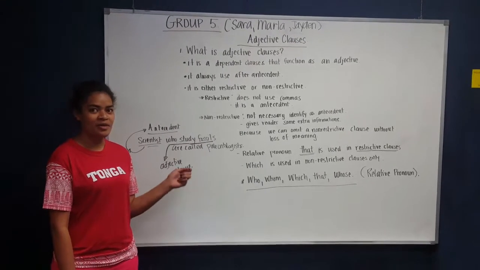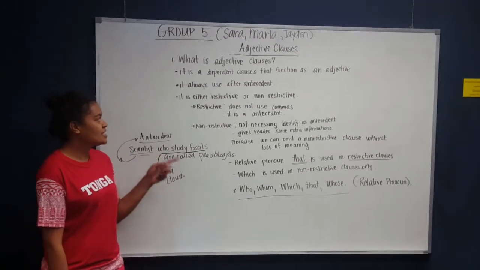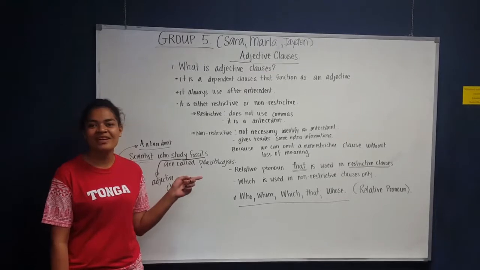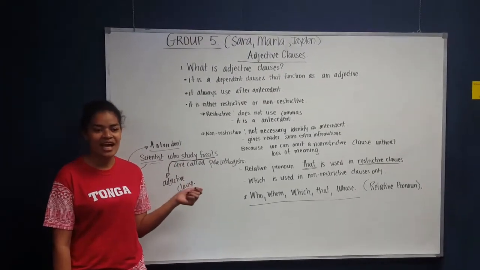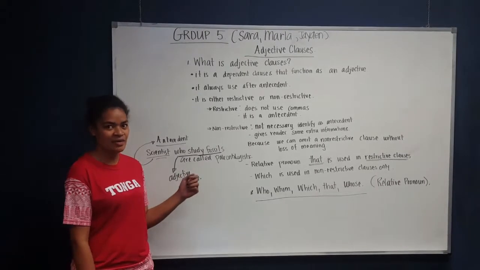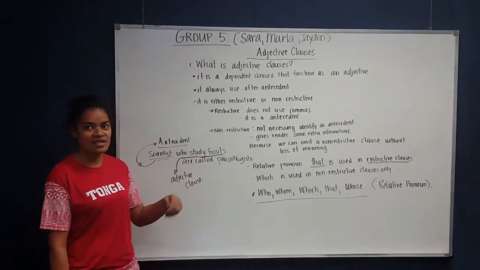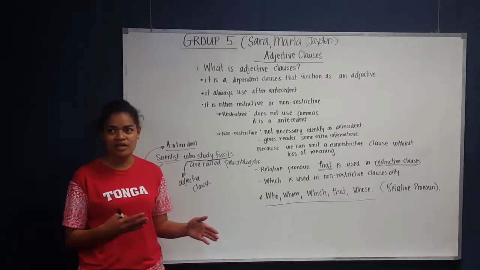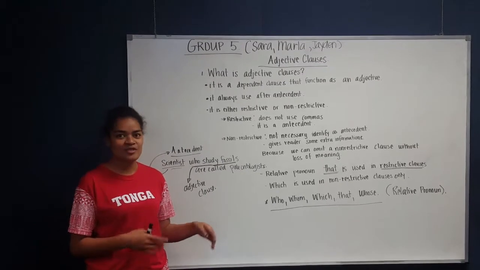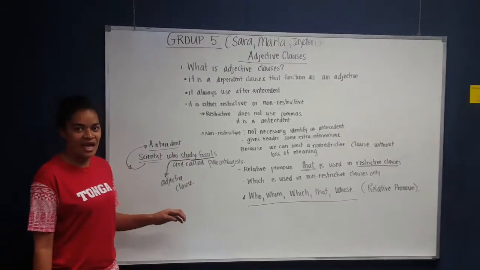Right now we're going to talk about adjective clauses. An adjective clause is a dependent clause that functions as an adjective. It modifies a noun or a pronoun. It is a way to improve our writing because adjective clauses use subordination to connect ideas rather than pronouns. It is always used after the antecedent.